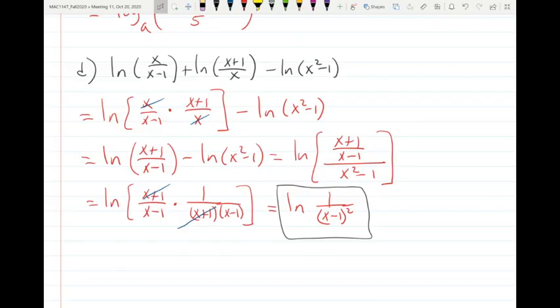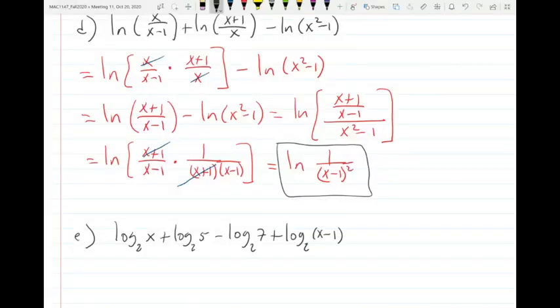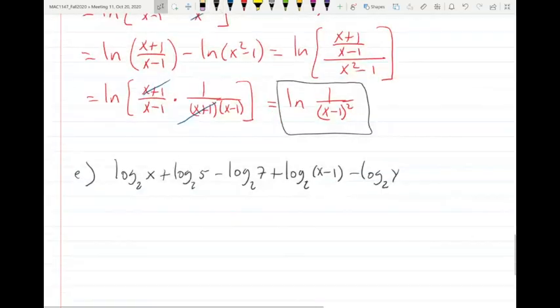Let's see. Let me give you another one for you to try. Let's see. Try this one. Log base 2 of x plus log base 2 of 5, minus log base 2 of 7, plus log base 2 of x minus 1, minus log base 2 of y. It's a big logarithmic expression. Write it as a single log. I'll give you 2 minutes.